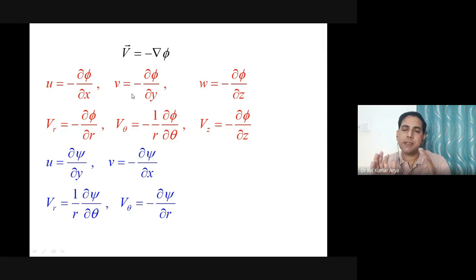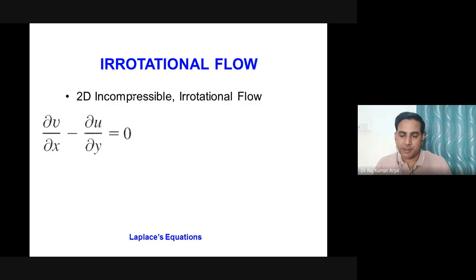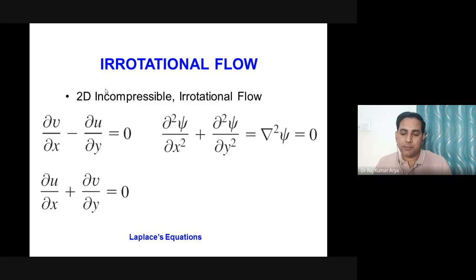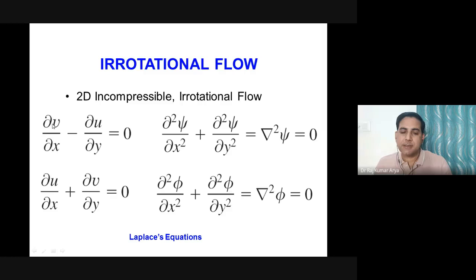So we want to check whether the stream function satisfies the angular velocity condition or not. Let's see for this part only. This is what you have for your angular velocity: del v upon del x minus del u upon del y. For irrotational flow, this must be equal to 0. Now we put from the stream function, v is minus del psi upon del x. So we get a minus sign here: minus del square psi upon del x square.